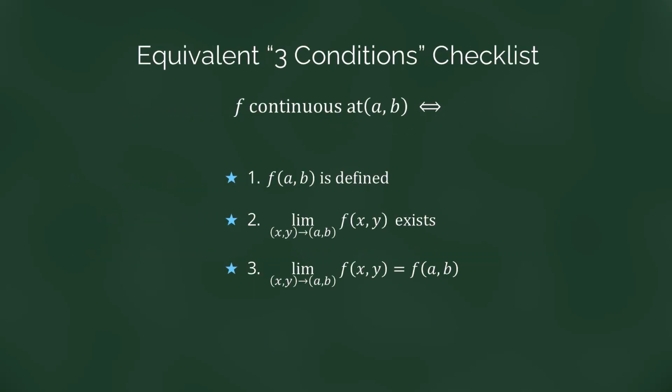So we have a 3-condition checklist for continuity. A function is going to be continuous at the point (a, b) if f(a, b) is defined, the limit as (x, y) approaches (a, b) of f(x, y) exists, and the limit as (x, y) approaches (a, b) of f(x, y) is equal to f(a, b).